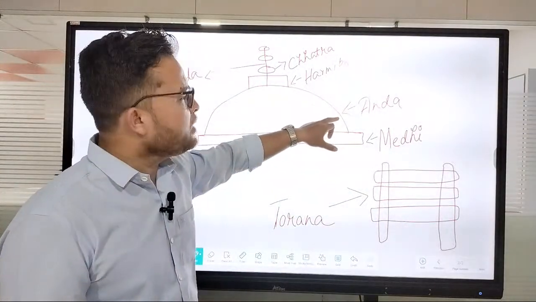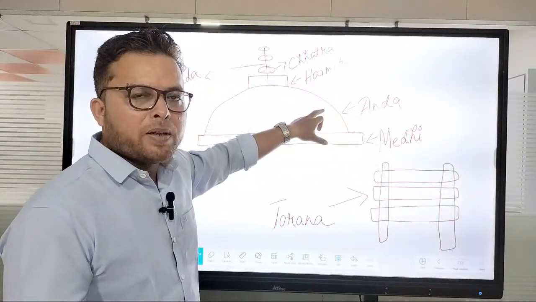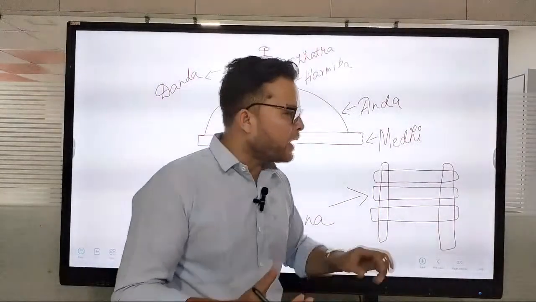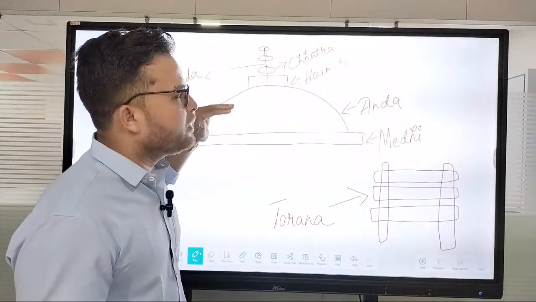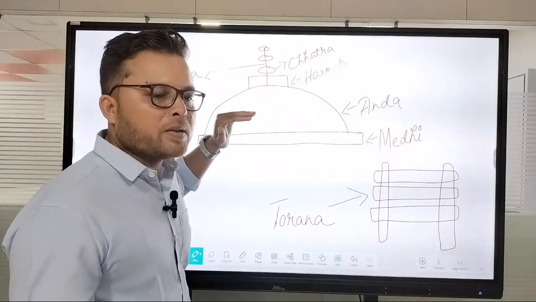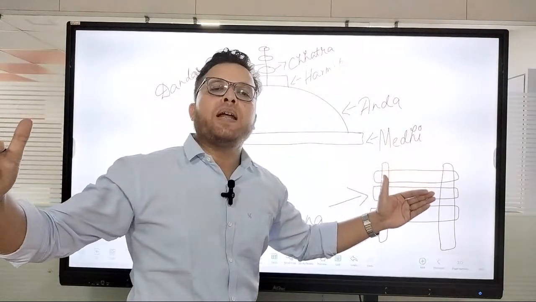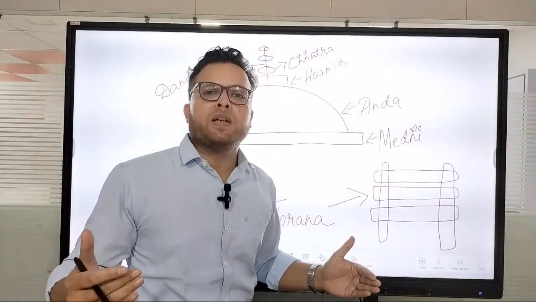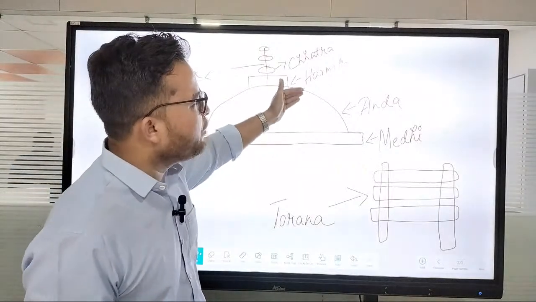What does anda represent? This particular structure, the hemispherical shaped structure, represents the cycle of life and death. As we all know, Buddhism also believes in the cycle of life and death, which is known as samsara. The only way you can put an end to this cycle is by attaining Nirvana, according to Buddhism. So anda represents the cycle of life and death.